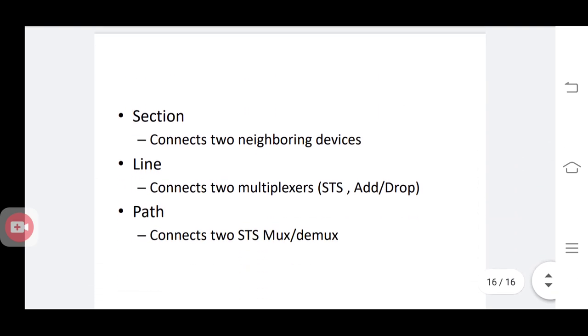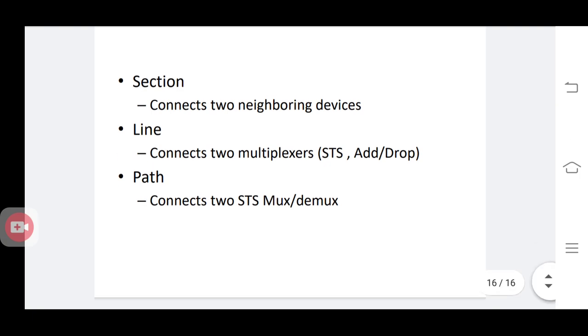The section overhead connects 2 neighboring devices, the line overhead connects 2 multiplexers, and the path overhead connects the STS multiplexer and demultiplexer. So these are all about the digital carrier system and SONET/SDH.